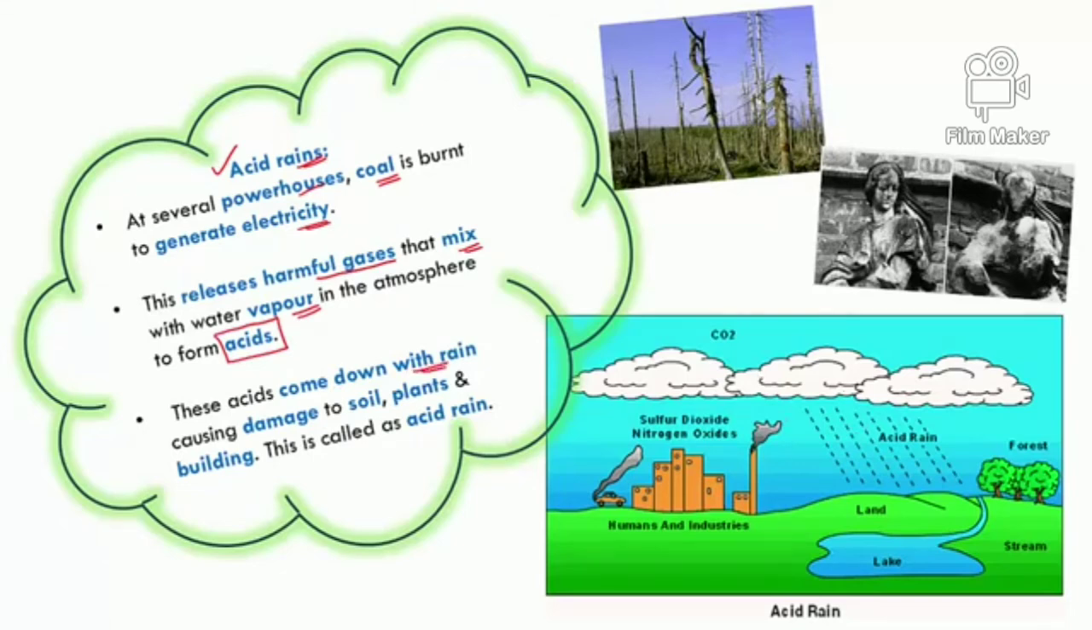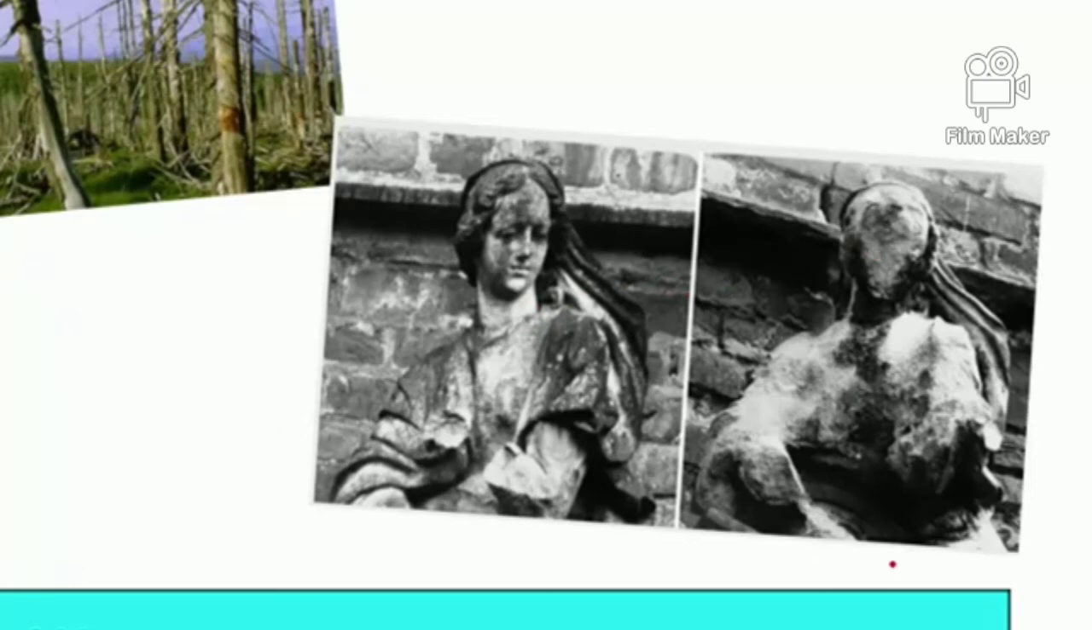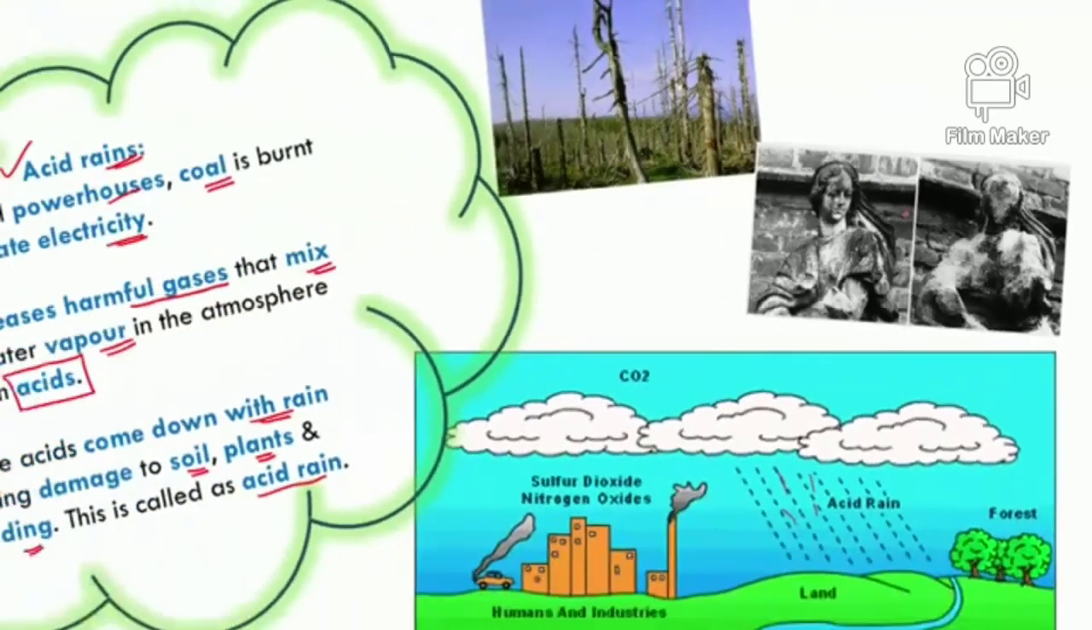Once it starts to rain, like this picture here, these acids will mix with water and they will come down as acid rain. And this acid rain can cause a lot of damage to soil, to plants and to buildings. This is called acid rain. So if you see here, plants die, and this is the massive amount of damage that acid rain can do to monuments. This is a historic monument, and you can see over the years because of acid rain how it has become misshapen. Something that was so beautiful, you can hardly make out what it is. So acid rain isn't something that we can ignore. You can see the amount of damage that it can do to our environment.